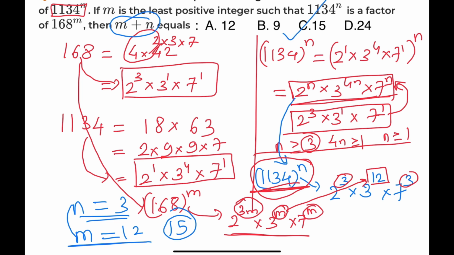Okay, might look to be a lengthy question, but you can easily solve it using the laws of indices and some rules of divisibility and prime factorization. And that's how we do it. The answer is option C, that is 15.